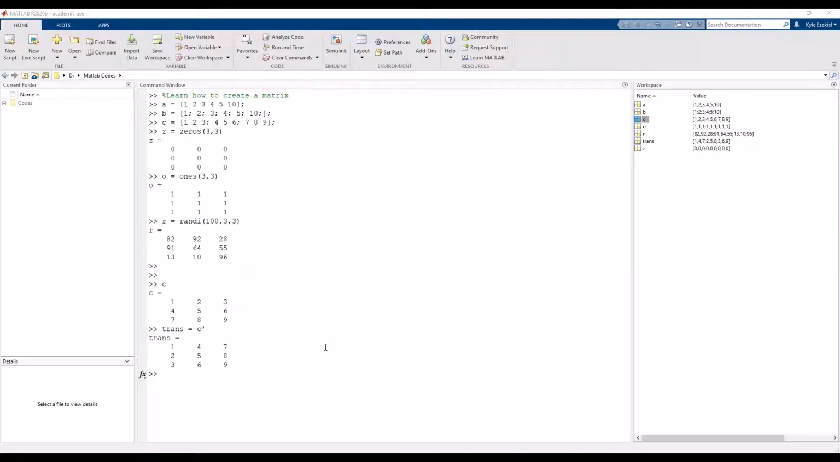Then let's try determinants. How do we get the determinant of a matrix?